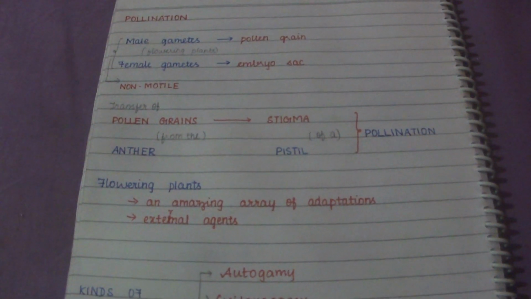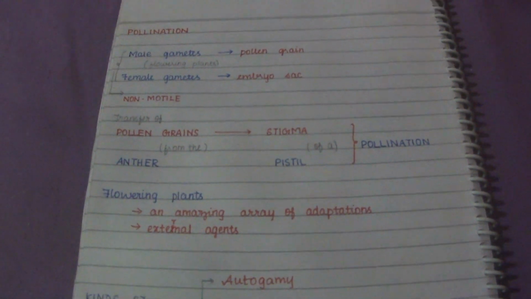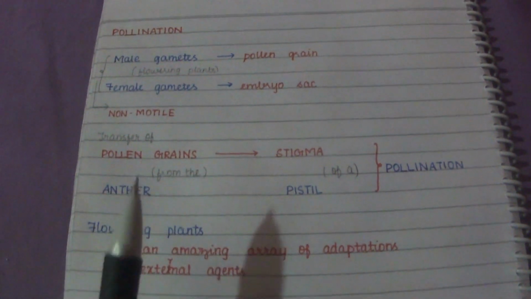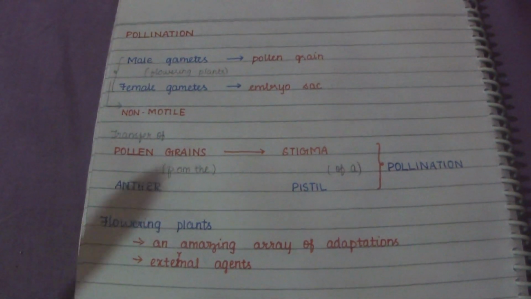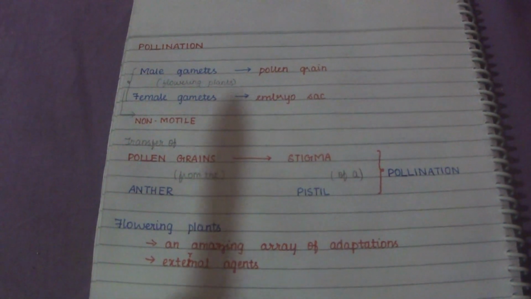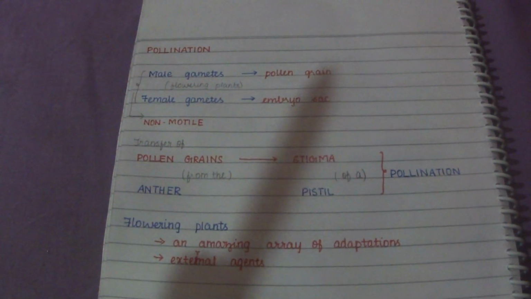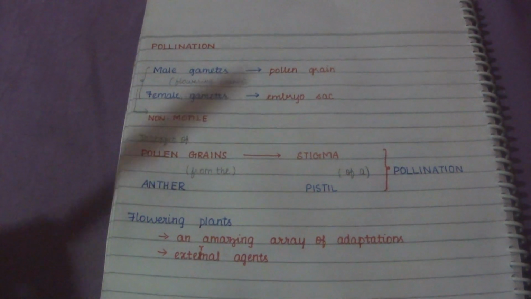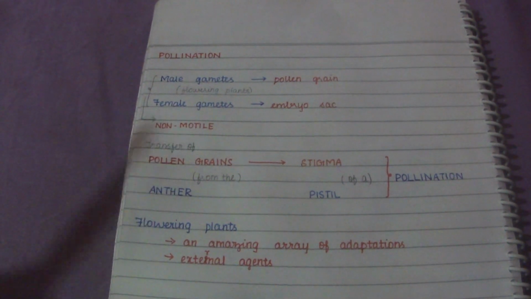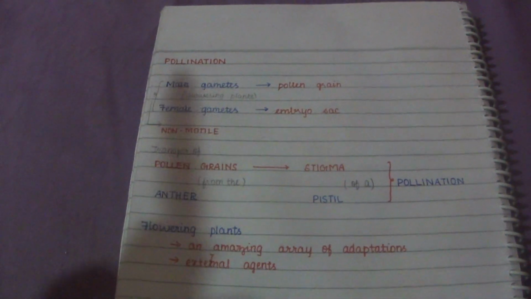To achieve pollination, they also make use of external agents like wind, air, animals. So the general definition of pollination is the transfer of pollen grains from the anther to the stigma of a pistil. The pollen grains carry the male gametes, whereas the embryo sac carries the female gametes. Both the gametes are non-motile and they have to be brought together through this process called pollination.